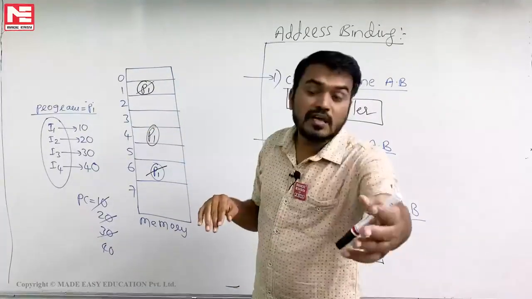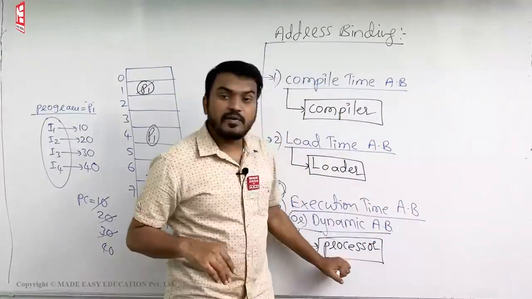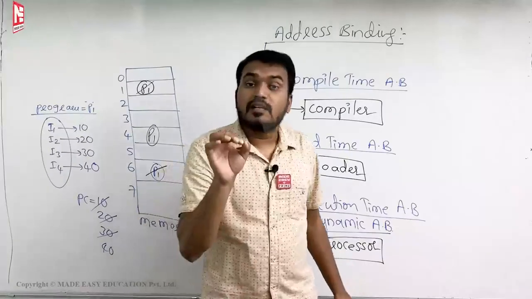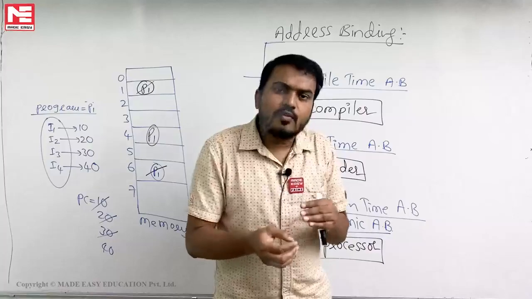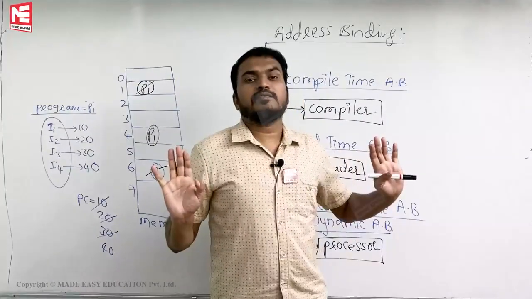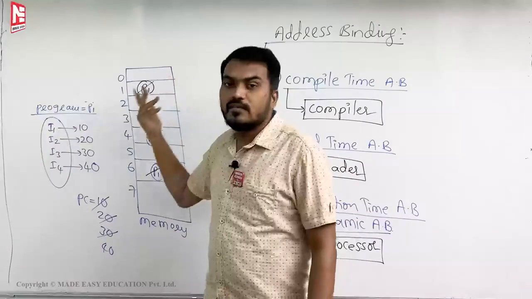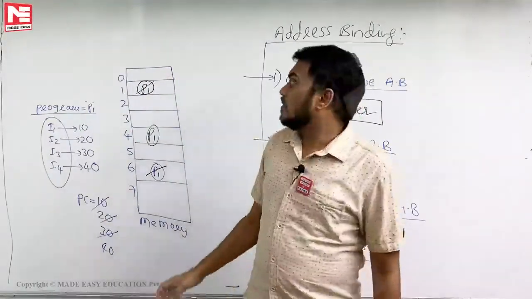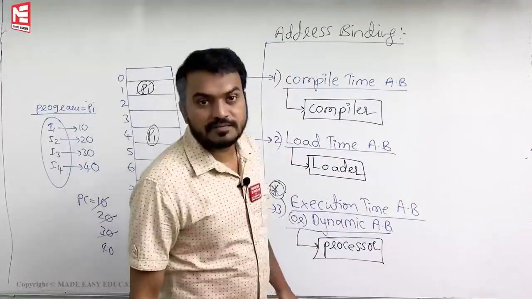Who is going to do that? The processor, the CPU, will do that. Is that clear? So the processor will perform the address binding. At the time of program execution, when you are about to execute the program, that is the final place for the processor. So then the CPU will perform address binding and then continue the execution. That is execution time, or dynamic, address binding.